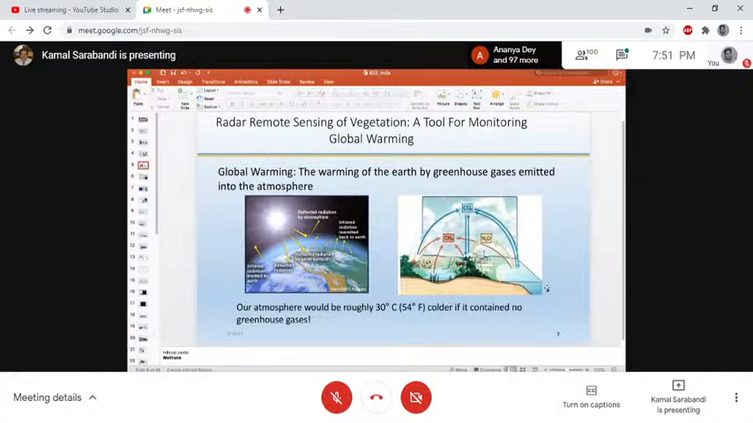So, remote sensing of vegetation. Why were we looking at vegetation? We called it a tool for monitoring global warming. What contributes to global warming is as follows. In this slide that you see here, the energy from the sun enters the atmosphere, hits the surface of the ground, and then the ground heats up, and as a result, you would end up getting infrared radiation, like black body radiation, coming out at infrared frequency. If you didn't have the atmosphere and certain traces of gas in it, all that reflected infrared could escape the surface of the planet.